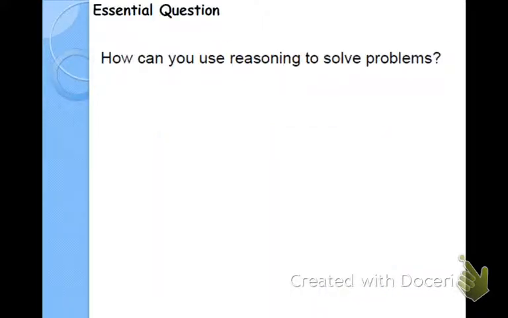Here we go. So how can you use reasoning to help solve problems? Let's brainstorm. Why would reasoning help? Critical thinking. What else? You bring down your options. In multiple choice tests, you can look through and say, well, this is not an option, this is not an option. What else? Make sure you don't jump to conclusions.